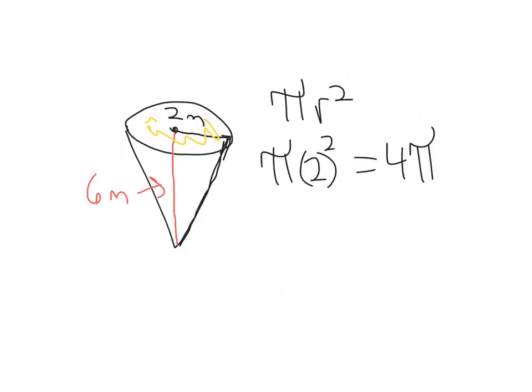So here I've got a cone, and a cone is a similar shape to a pyramid, except it goes to a point and it starts off as a circle on the bottom. So that's the base. The circle is going to be this yellow area here. The formula is still going to be base times height divided by 3. So I've got to figure out the area of that base. I'm going to use my traditional pi r squared to figure out the area of that circle. So that's going to be 4 pi, the area of that yellow circle.